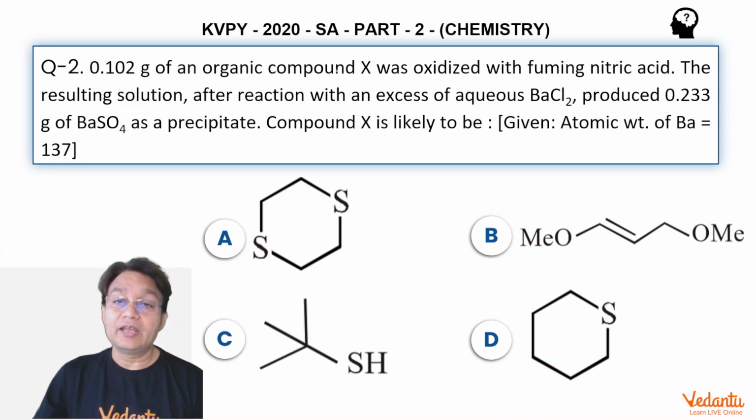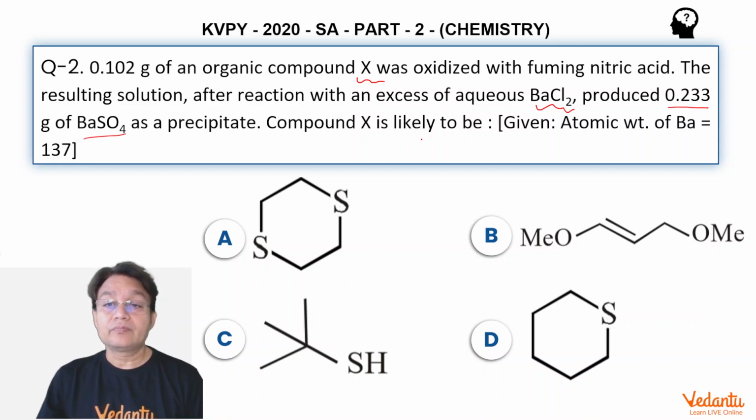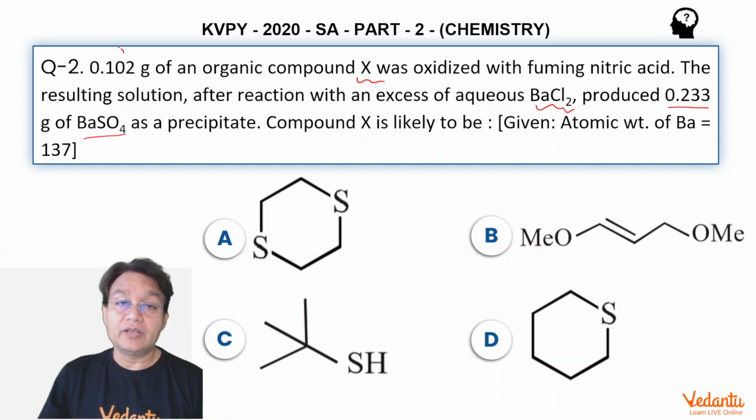0.102 gram of an organic compound X was oxidized with fuming nitric acid. The resulting solution, after reaction with excess of aqueous BaCl2, produces 0.233 grams of barium sulfate as precipitate. Compound X is likely to be. So the keyword is 0.102 grams of an organic compound, and it is producing 0.233 grams of barium sulfate.